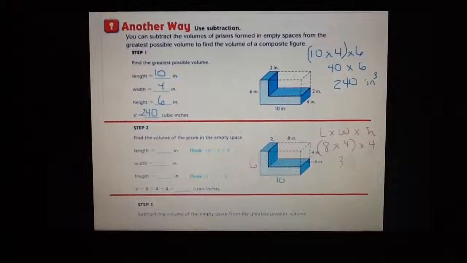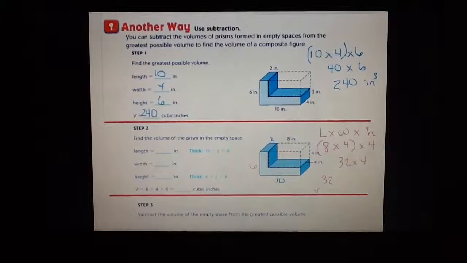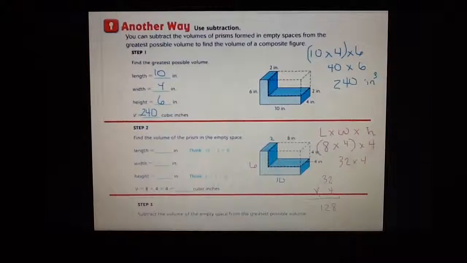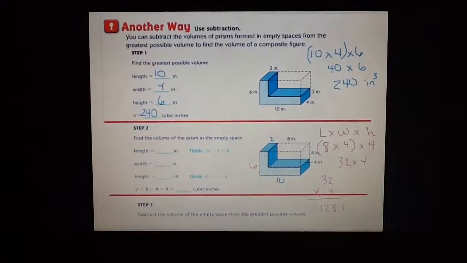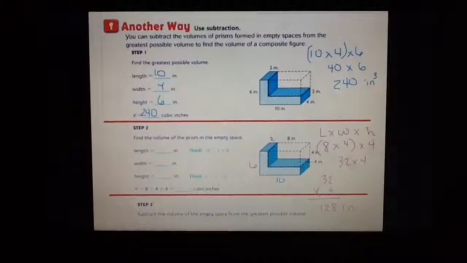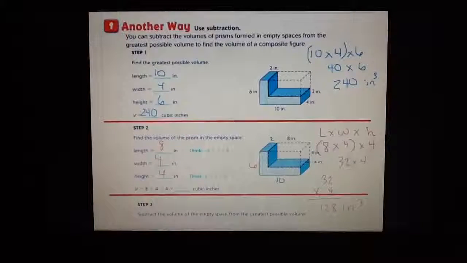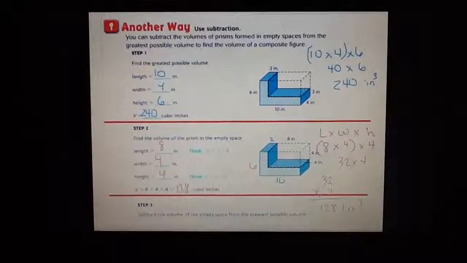So now we have 32 times 4. Now I know 32 times 4 would have to be 128 cubic inches. So that would be the volume of my second rectangular prism, because remember, we had a length of 8, a width of 4, and a height of 4. So our volume was 8 times 4 times 4, which would give us 128 cubic inches.